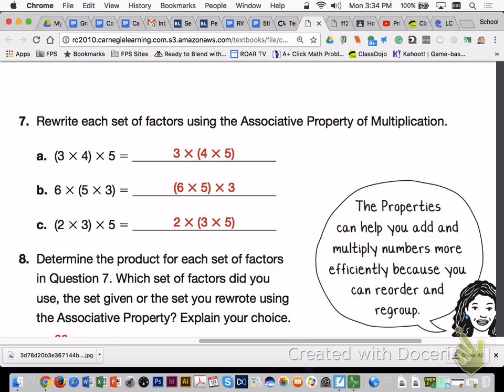For number 7, when you rewrite the set of factors using the associative property of multiplication, for letter A, we should have 3 times the quantity of 4 times 5. Letter B, the quantity of 6 times 5 times 3. And for letter C, 2 times the quantity of 3 times 5.